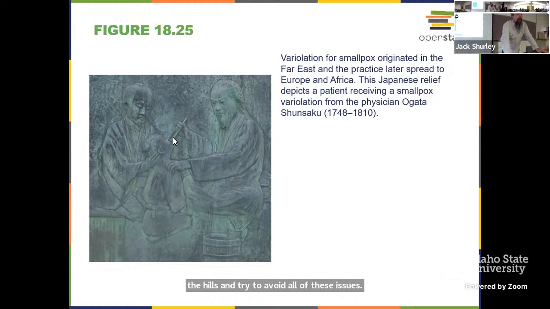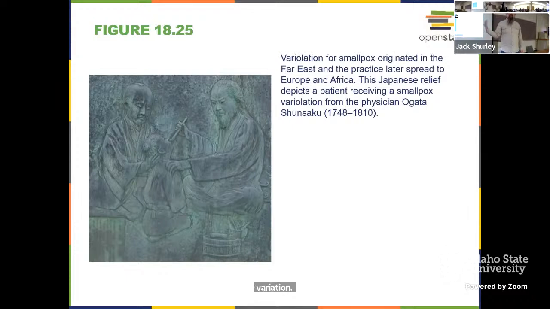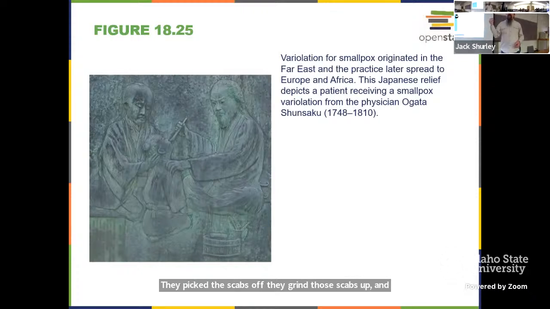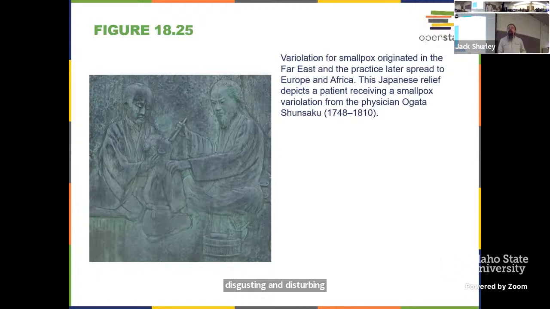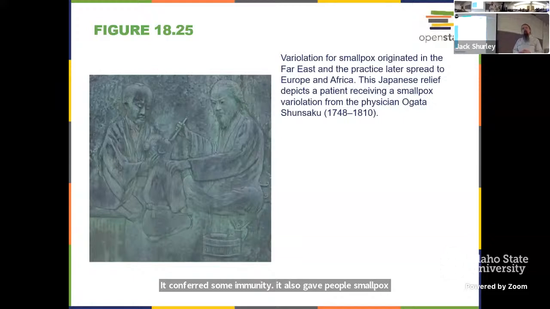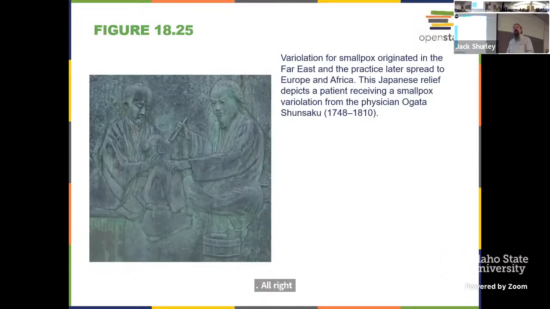Here we see this variolation. Basically, they would take an individual that is in the process of dealing with smallpox. There are all of these pox-like lesions and scabs. They pick the scabs off, they grind those scabs up, and they blow that dried scab material right up the nostrils of an individual. You're blowing smallpox up their nose, all right? That is disgusting and disturbing. It conferred some immunity. It also gave people smallpox, all right? So what do you do, right? There are definitely issues with that, all right?